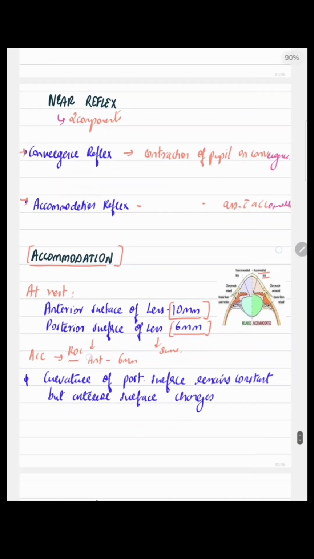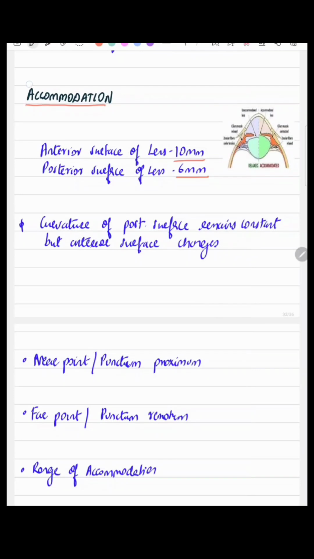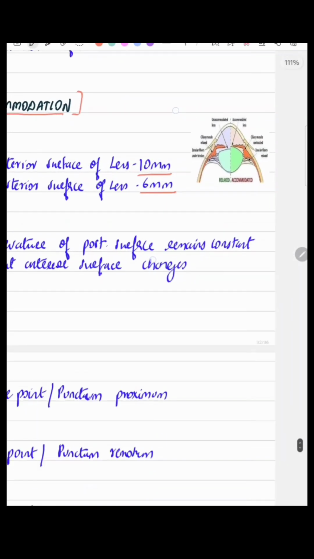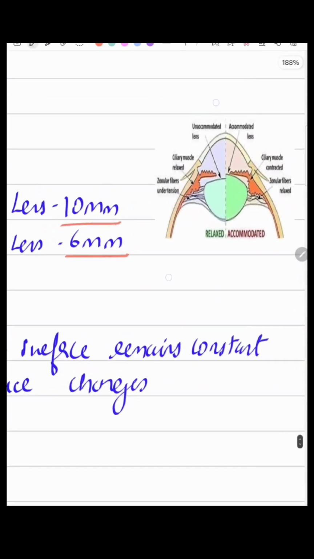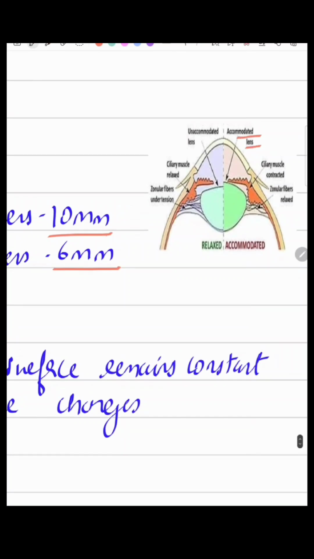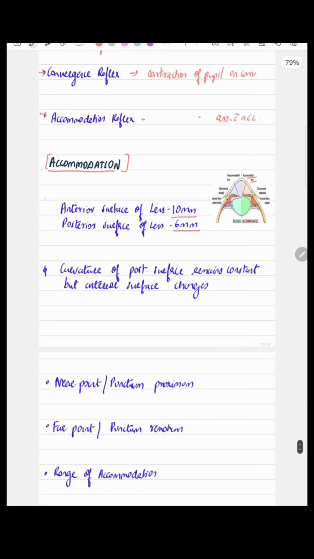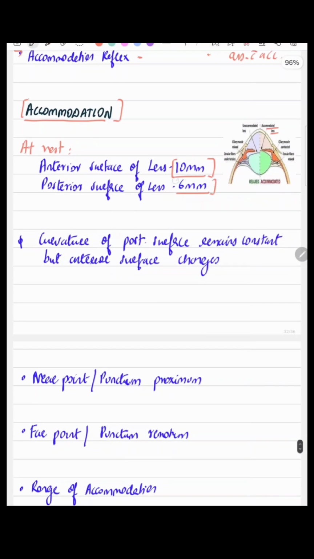Next coming to accommodation. Accommodation is a mechanism by which we can focus the diverging rays from a near object onto the retina. This is an accommodative lens. At rest, the radius of curvature of the anterior surface of the lens is 10 mm and the radius of curvature of the posterior surface of the lens is 6 mm. During accommodation, the curvature of the posterior surface of the lens remains constant, but the anterior surface changes. In strong accommodation, the radius of the anterior surface also becomes 6 mm.